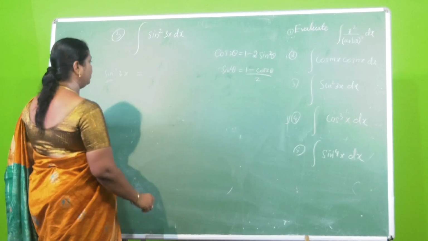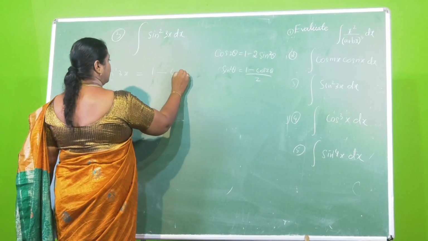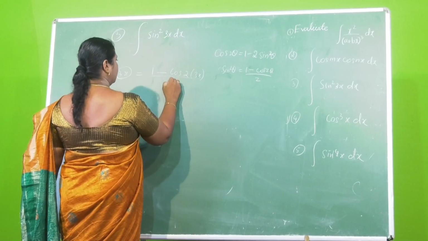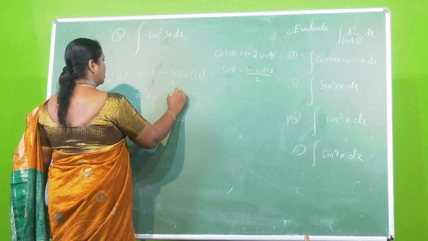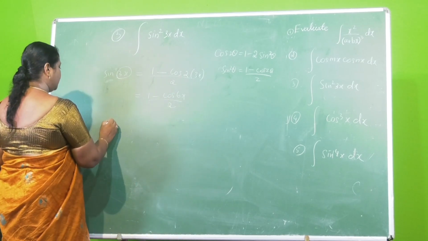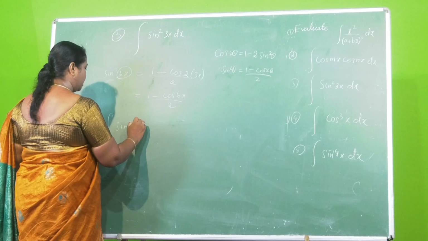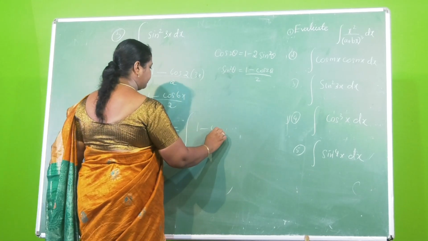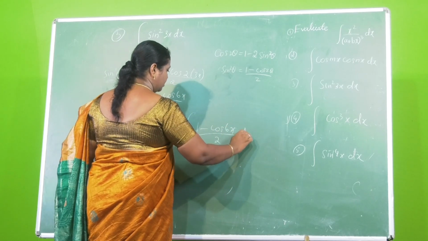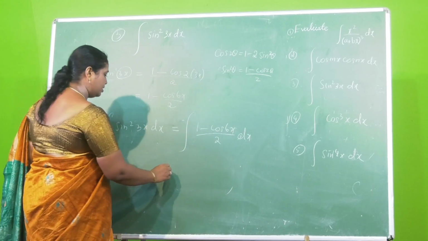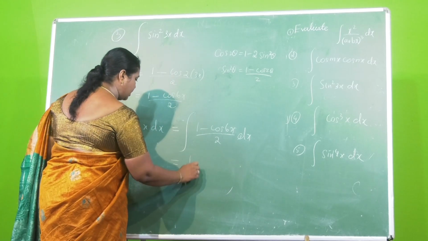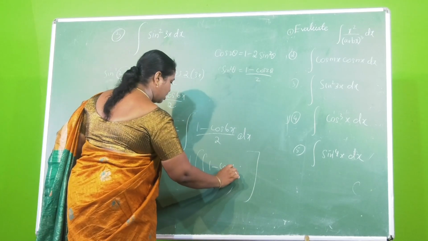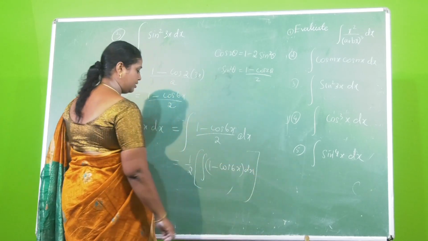So, now tell me what is sine square 3x. Sine square 3x is nothing but 1 minus cos of 2 times the angle, which is 3x, so 2 times 3x, divided by 2. So, this will be 1 minus cos 6x divided by 2. If you replace this, the integral of sine square 3x dx will be equal to the integral of 1 minus cos 6x divided by 2 dx. So, 1 by 2 is a constant, take it outside. This integration becomes 1 minus cos 6x into dx.